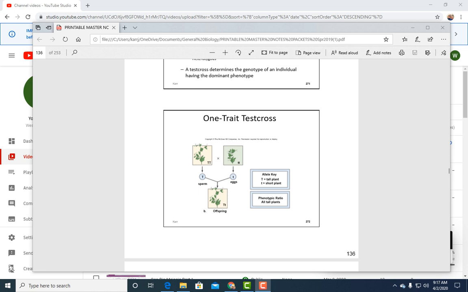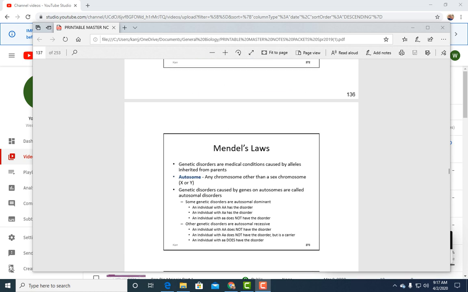So looking at the laws of Mendel and what he found with pea plants, we know that there are certain genetic disorders that are inherited in a certain pattern. There are a number of genetic disorders in humans that follow a specific inheritance pattern. Some of these genetic disorders are the result of changes in chromosomes that are not the sex chromosome.